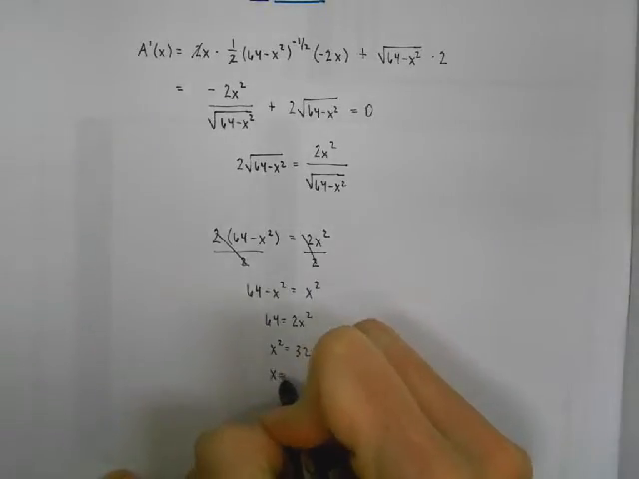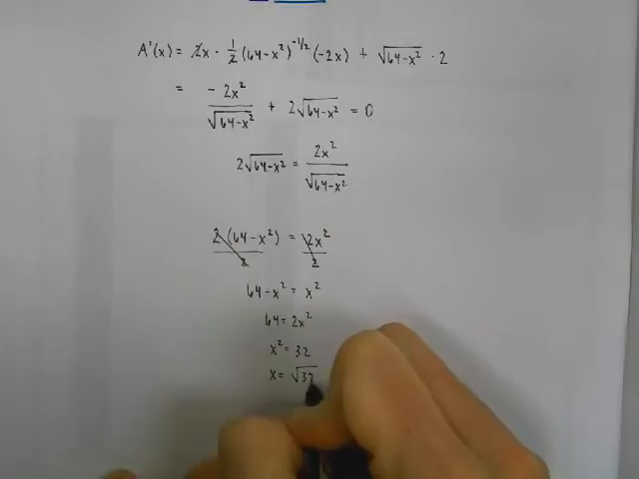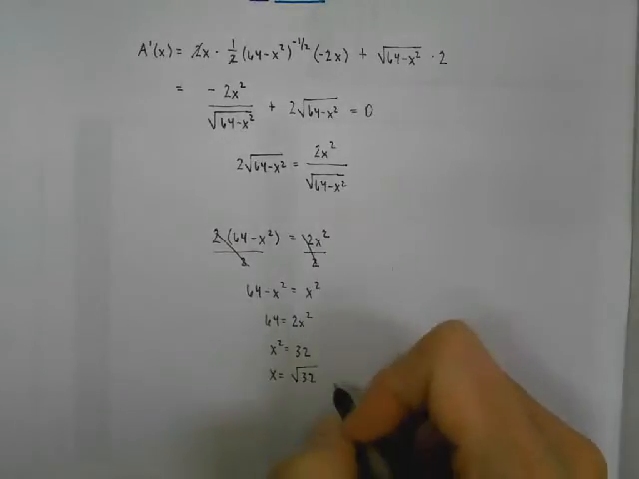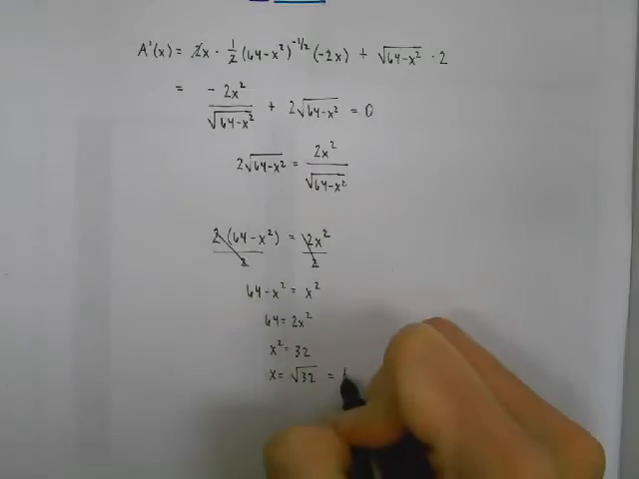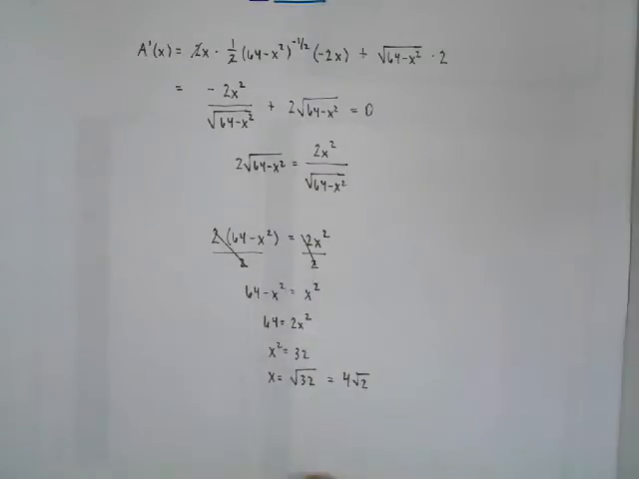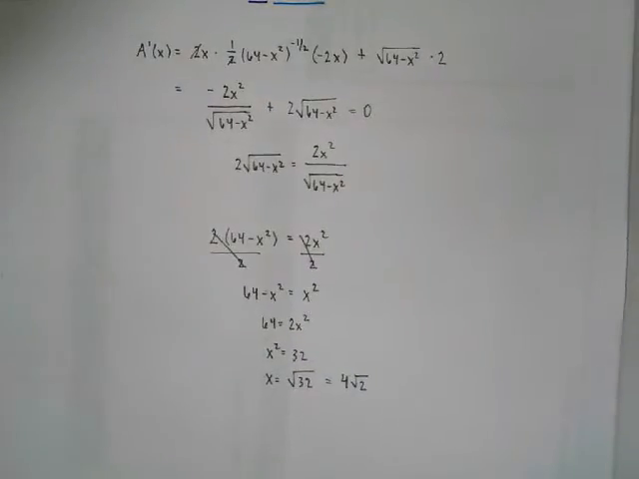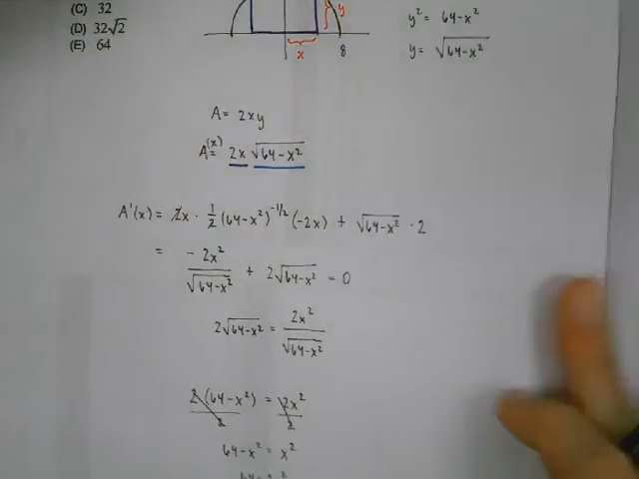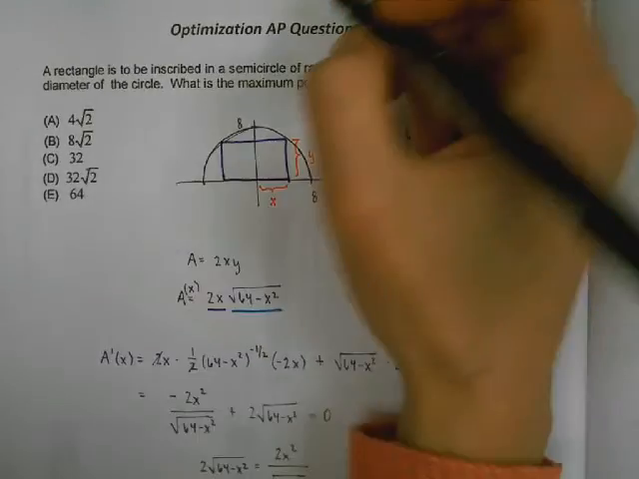And x is equal to the square root of 32. Obviously, we're not going to take the negative answer because we're talking about a length here. 32 is 16 times 2, so x is equal to 4 root 2. So now, let's go back to the question, see what's actually being asked of us here. The question was, what is the maximum possible area?